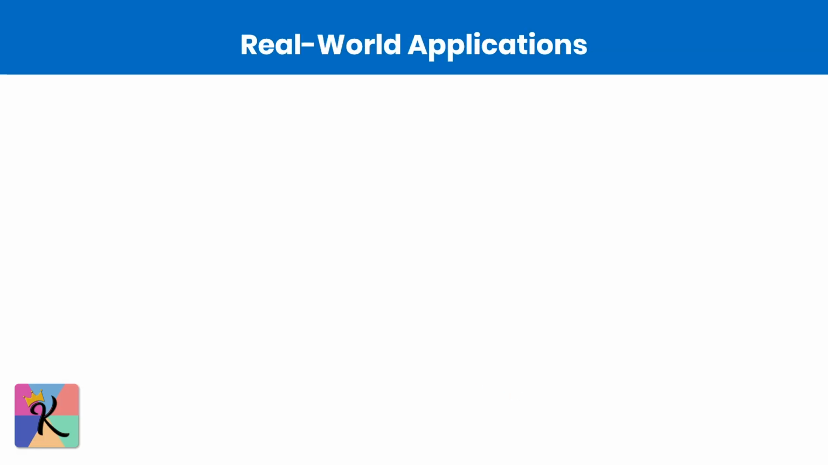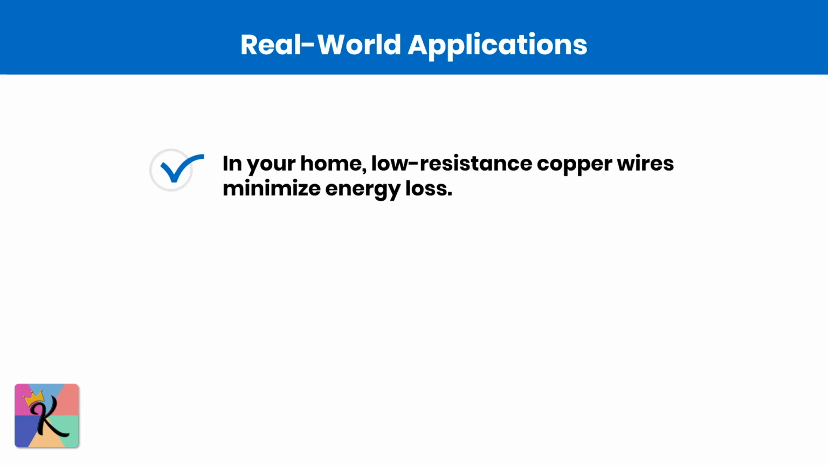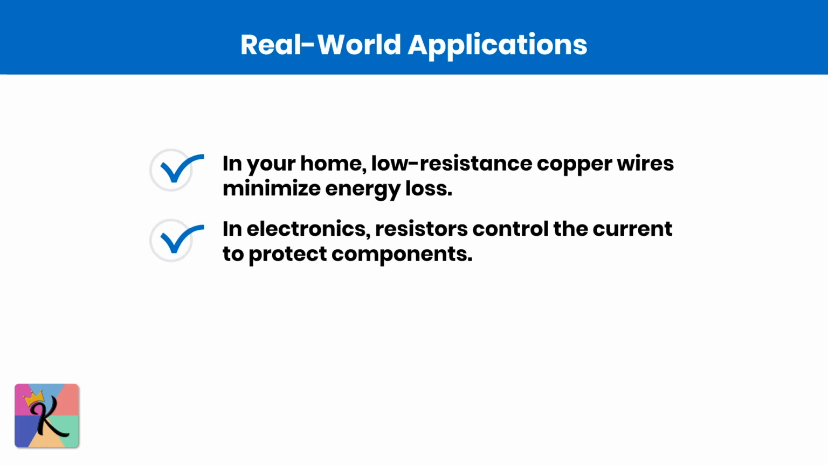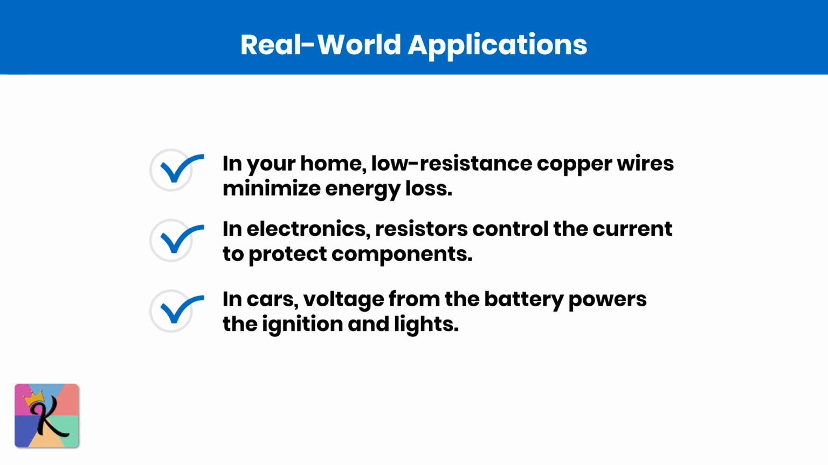Understanding voltage and resistance is key to designing efficient circuits. For example, in your home, low-resistance copper wires minimize energy loss. In electronics, resistors control the current to protect components. In cars, voltage from the battery powers the ignition and lights.